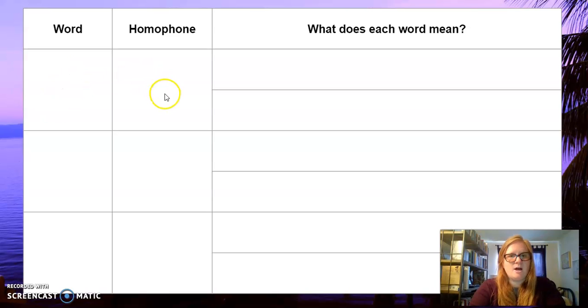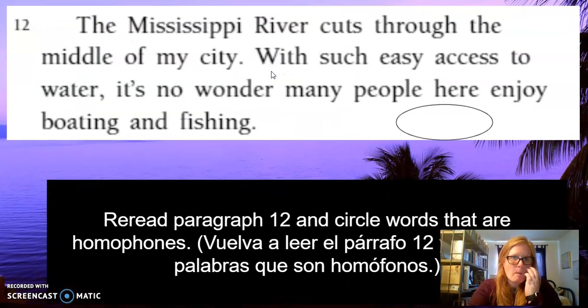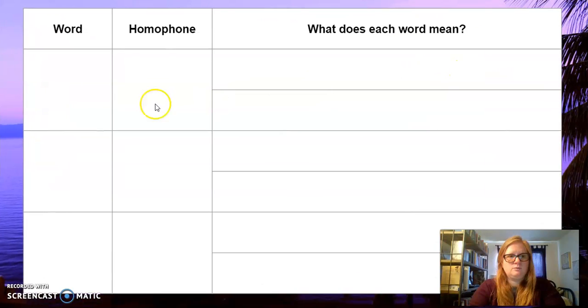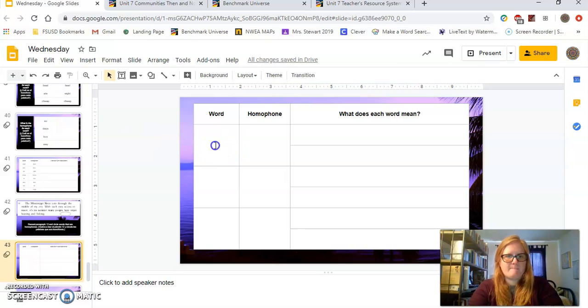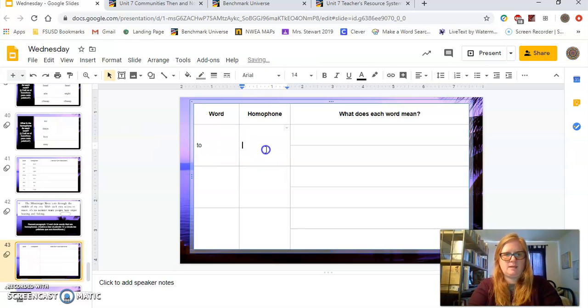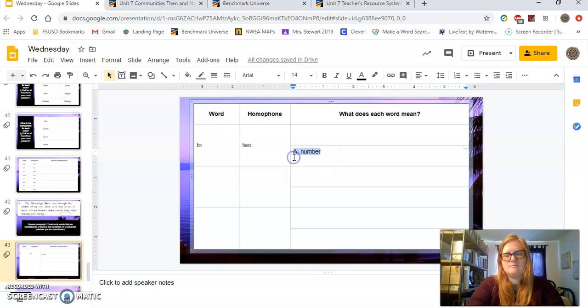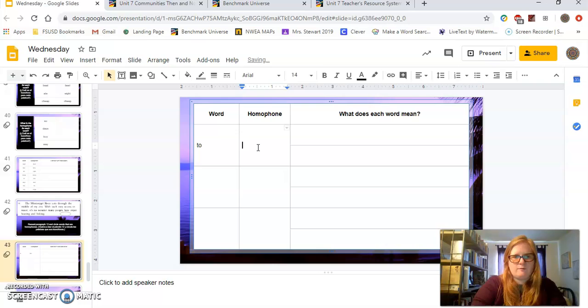You're going to put the word and the homophone, and then you're going to tell me what each one means, okay? Let me give you guys an example. For instance, two. I would write 2 and T-W-O, and one of them is a number, and then the other one is something else. You would have to look it up, right? So that is an example of how you would do that.